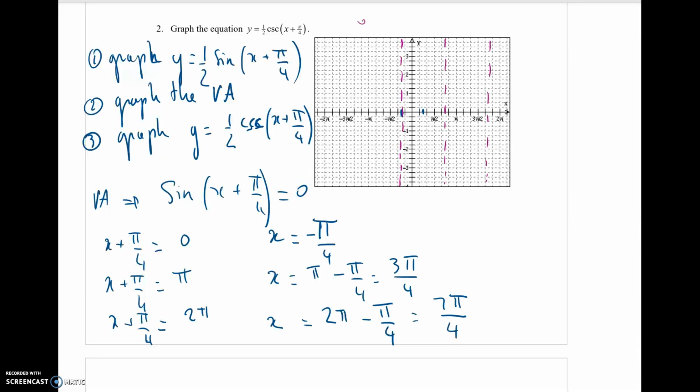On this side right here, I'll let you write the vertical asymptote. And then once you have your vertical asymptote, because you have graphed 1/2 of sine of x plus pi over 4, you will be able to graph the expression y equal 1/2 of cosec of the angle x plus pi over 4.